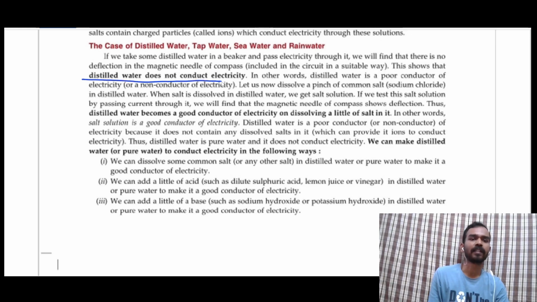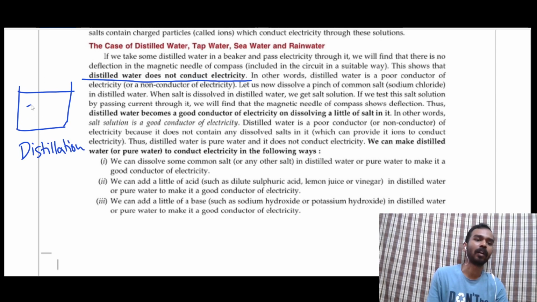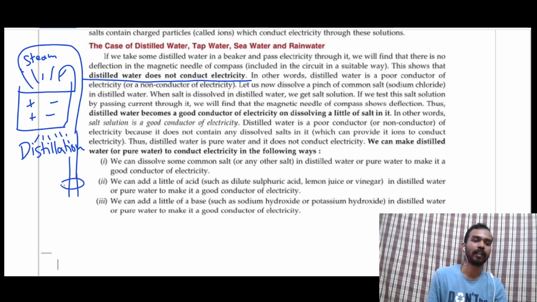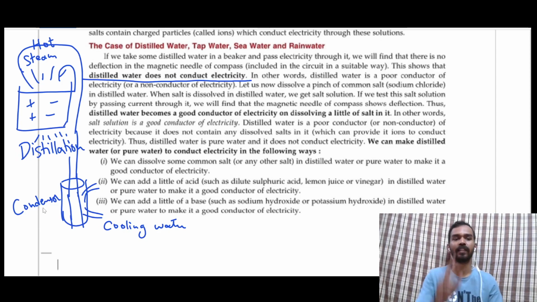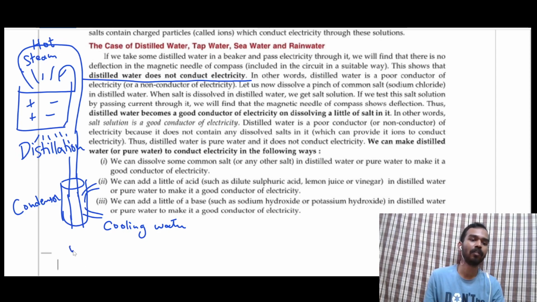So here distilled water doesn't conduct electricity. What is distillation? I will introduce it here. You have this water, which has ions in it. Then you boil this water and it becomes steam. You collect that steam and condense it. You have a condenser, and you supply cooling water. This cooling water will take up all the heat, since steam is very hot. This is called a condenser. We will not discuss the principle in detail. We are trying to condense this steam into water.